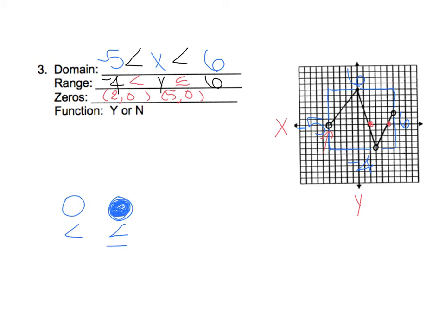Now, if we were to do our vertical line test, you draw a vertical line down this graph. Notice it only touches one time, so therefore, yes, this is a function.